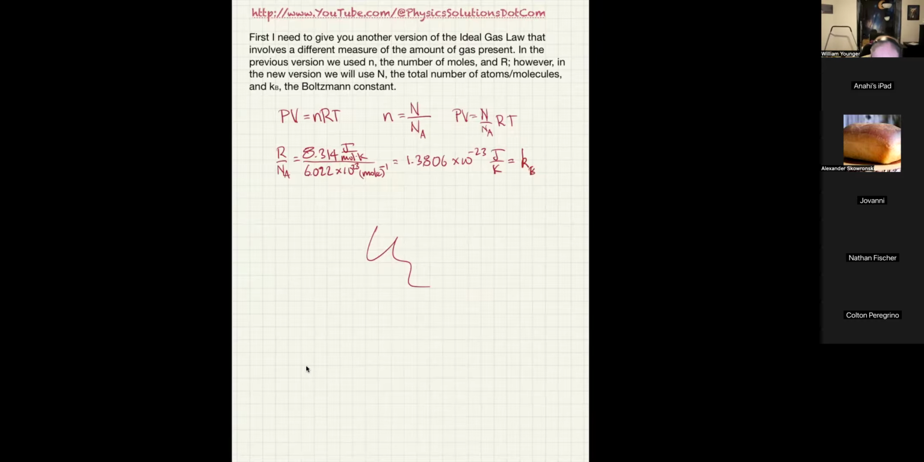Let's say delete. Okay. So you can see I replaced the lowercase n with capital N over N sub A, but now I'm going to take the N sub A and put it under the R. And when I do that, you get R over N sub A is equal to 8.314 joules per mole Kelvin divided by 6.02 times 10 to the 23rd. Just going off the top of my head, that was the number that I wrote down for it, 1.3806. So let me double check. 8.314 divided by 6.022 times 10 to the 23rd gives me 1.3806 times 10 to the negative 23rd joules per Kelvin.